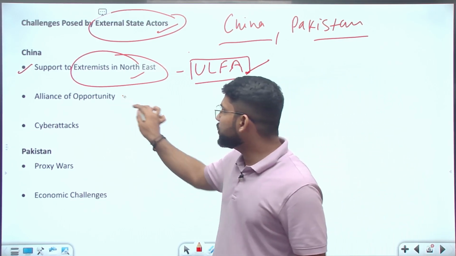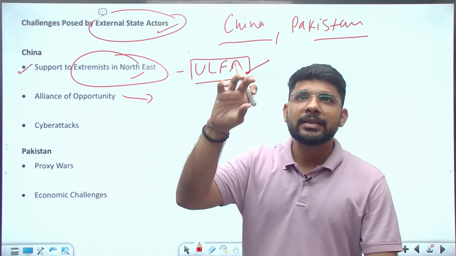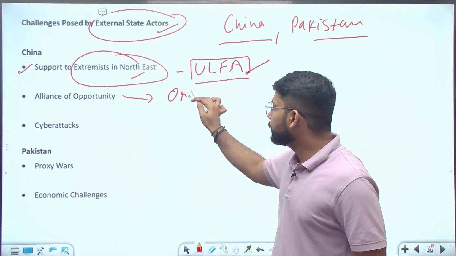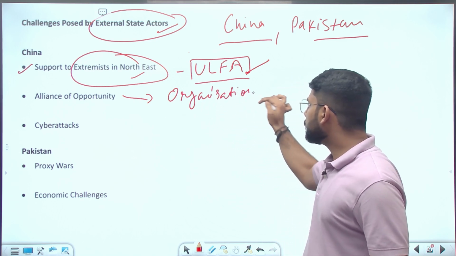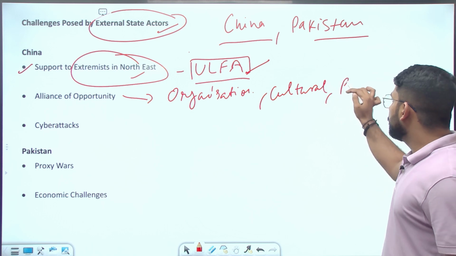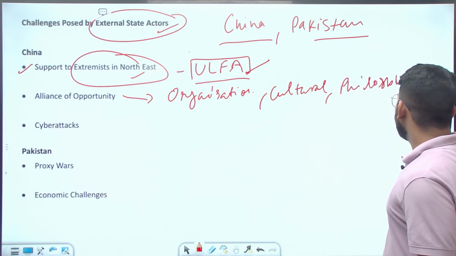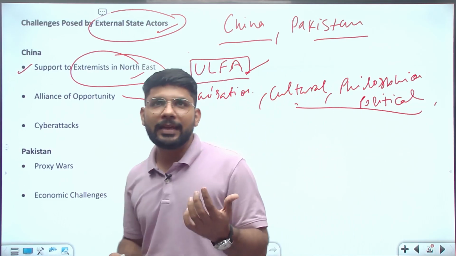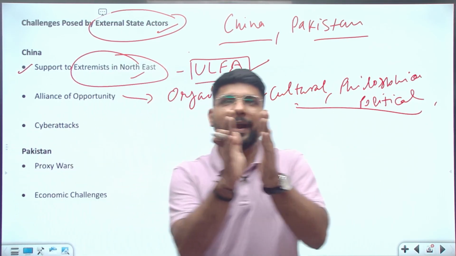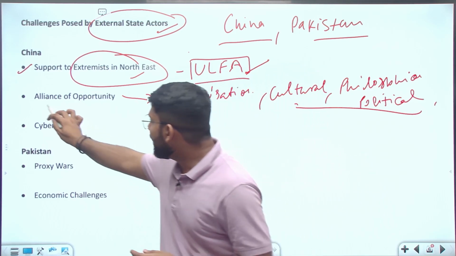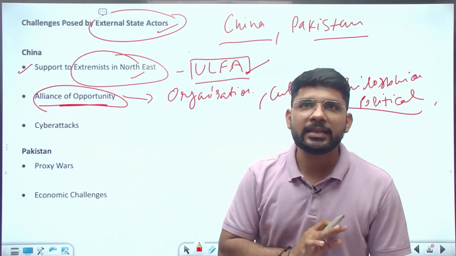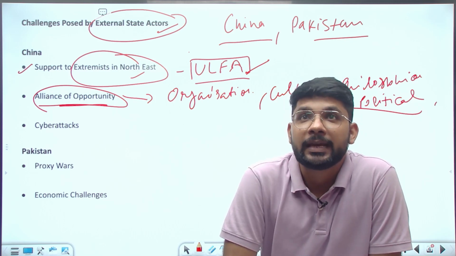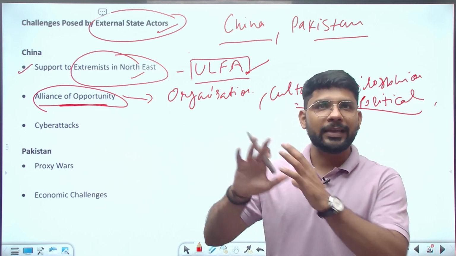Alliance of opportunity. Under this heading, China seeks a specific alliance with specific opportunity. They are tying up with these organizations running in northeast India, through cultural, philosophical, and political ties as well. With these actors, they are tying up and looking at it as an opportunity, as an alliance. They want something: we will give you this, you will provide us the instability in this region. So this is the alliance of opportunity by the Chinese government in the Northeast India, and they are sponsoring terror. This is a challenge posed by the external state actors in the case of China.